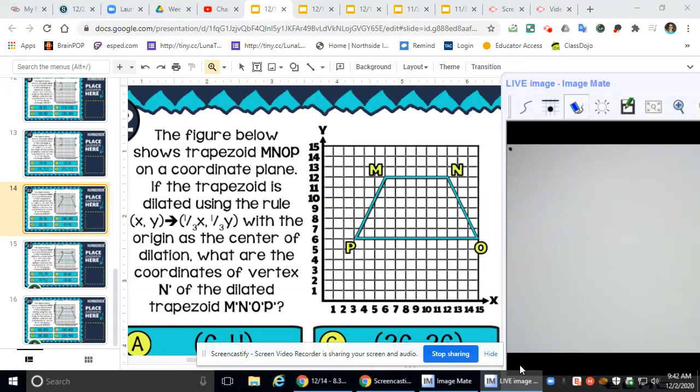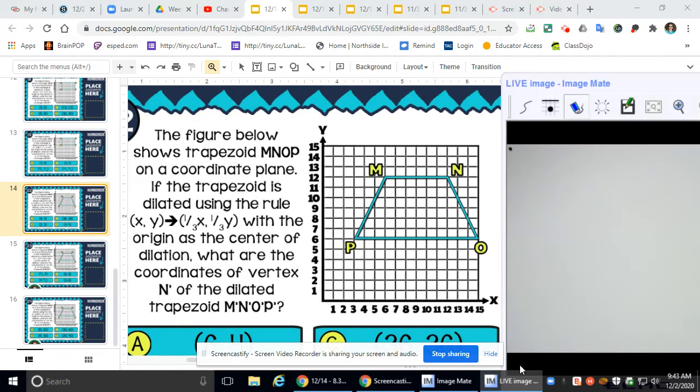Hi everybody, today we are going to talk about applying a scale factor or rule to find the new dilated ordered pair for a figure. So let's take a look at a few examples.